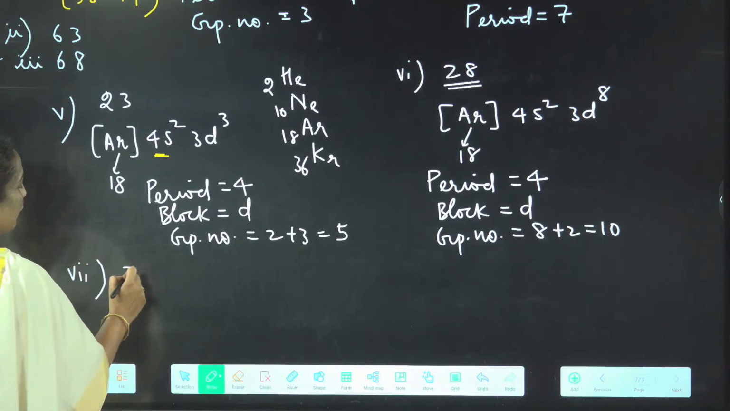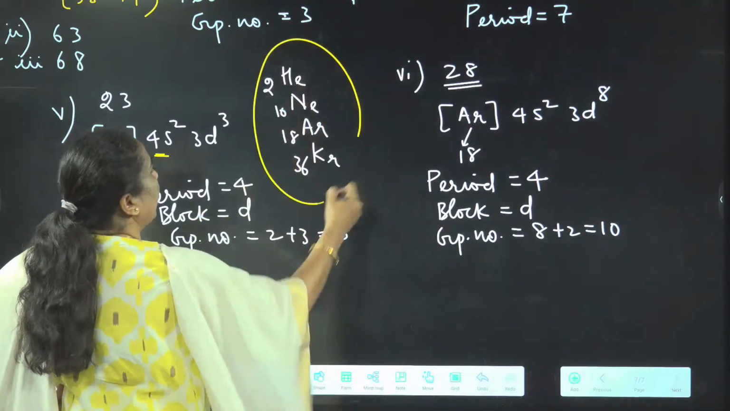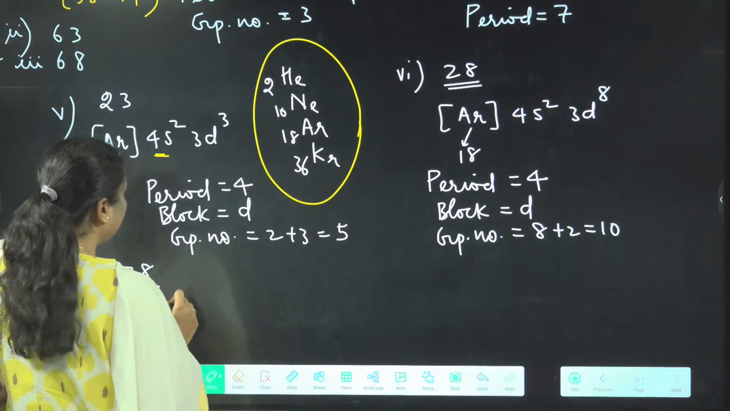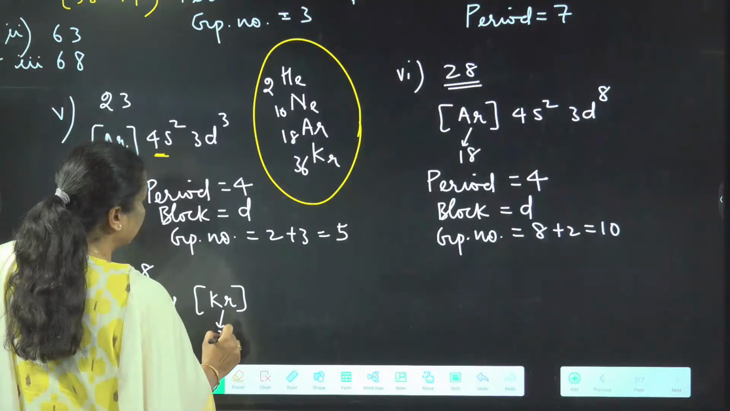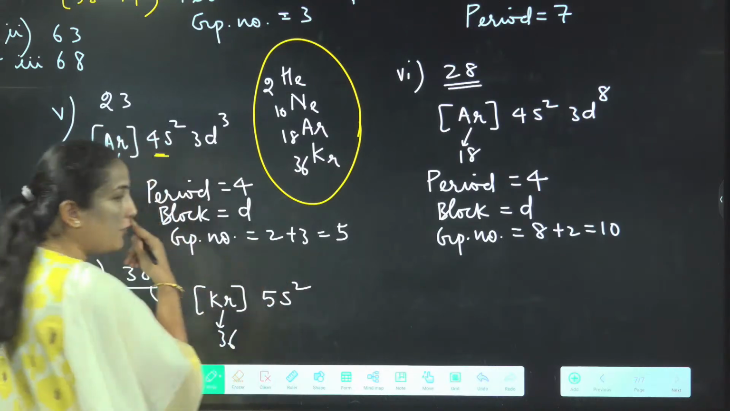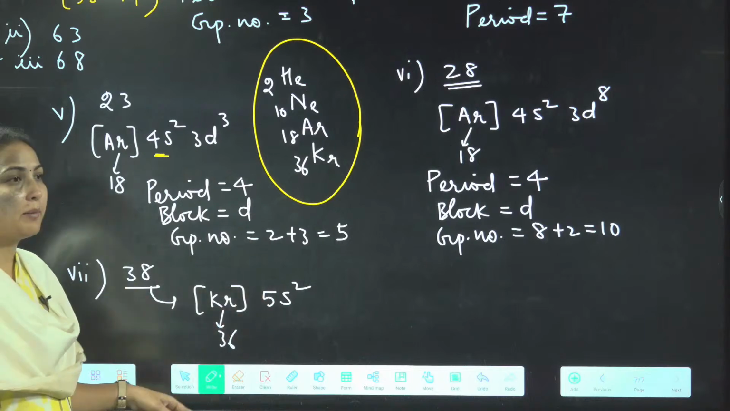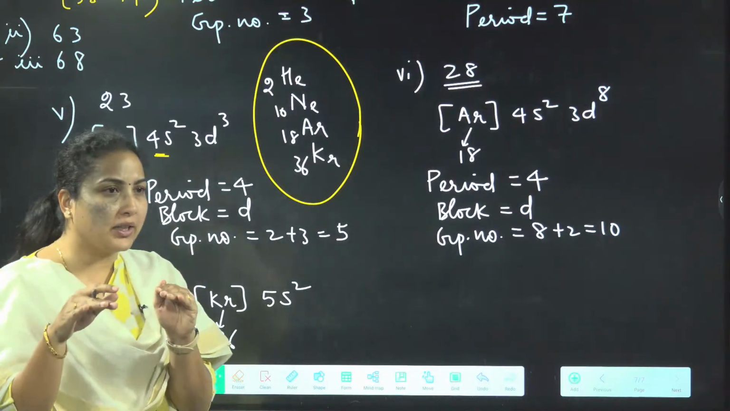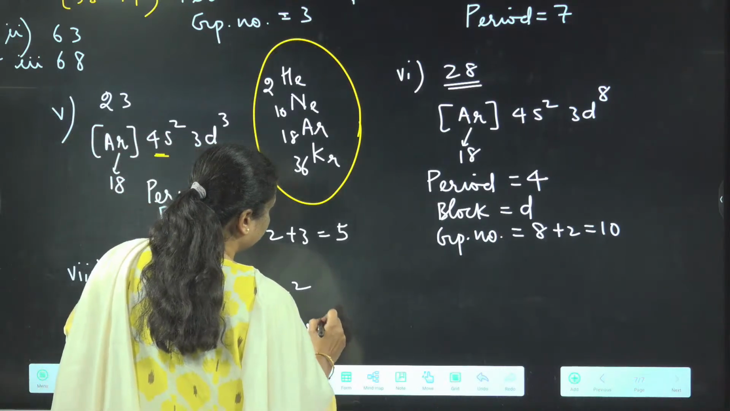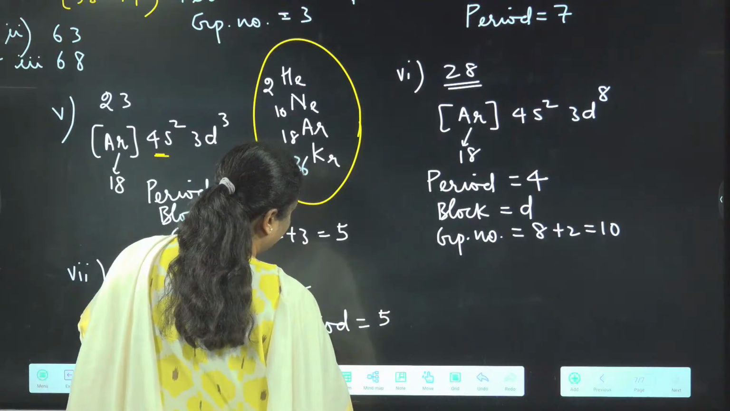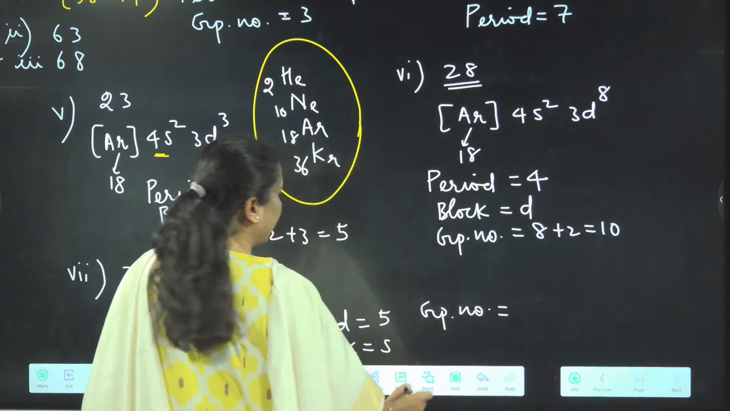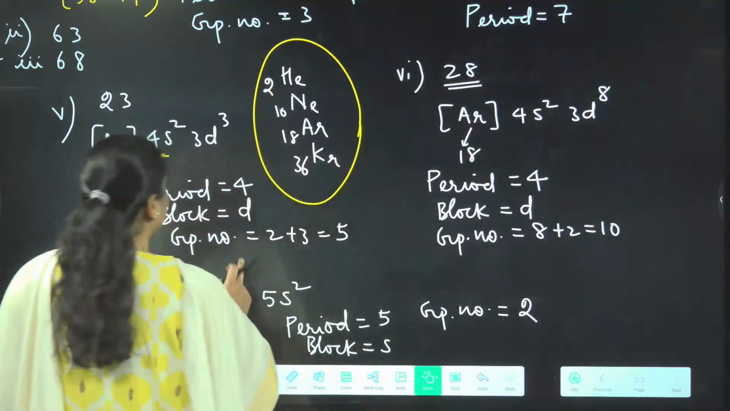So if I have to write for 38, now you identify which inert gas is closest to that. This time I am going to write it in terms of krypton. So basically I will be writing krypton. Krypton is 36 and krypton marks the end of the fourth period, right? Now we are going to write this as 5s2. Is the configuration complete? Yes, because every time a new energy level is filled you start from the S block. So what is the period here? It is simple now, it is 5. Block you are able to see, it is S. And what about group number? How many electrons in ns? 2. So group number is 2.